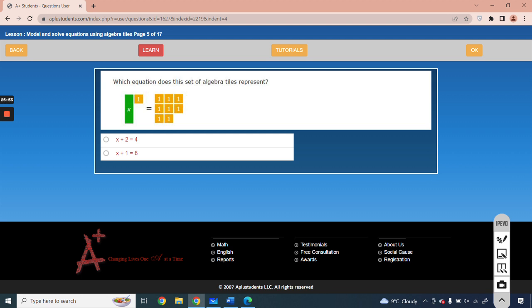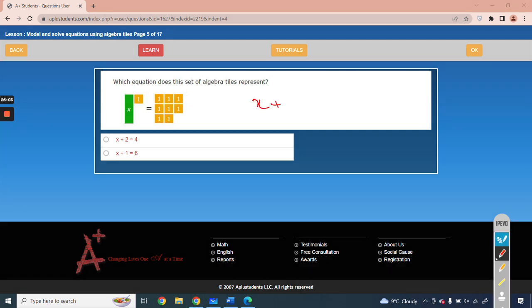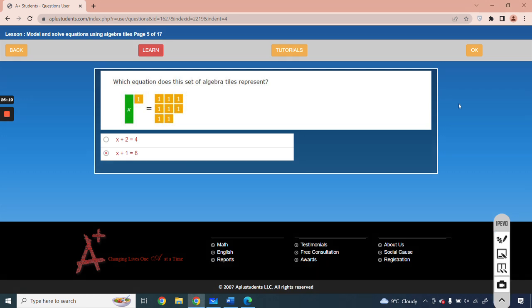Which equation does the set of algebra tile represents? So here you have just one tile with green, that would be x. You have an orange tile, that means x plus 1. Here you have 1 2 3 4 5 6 7 8, it would be x plus 1 equals 8. Got it? Option number 2 is the correct option, x plus 1 equals 8. So just select the correct option, then click on the OK button.